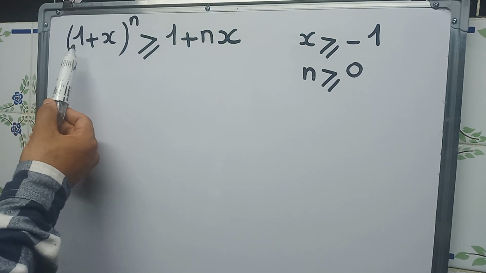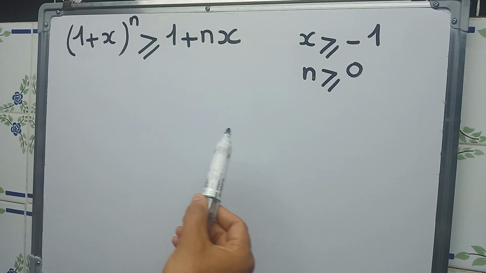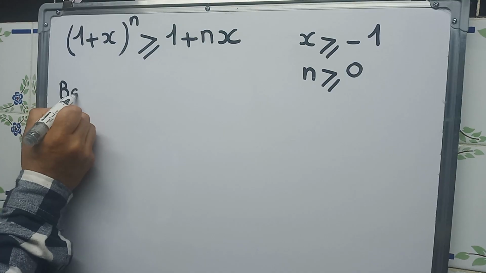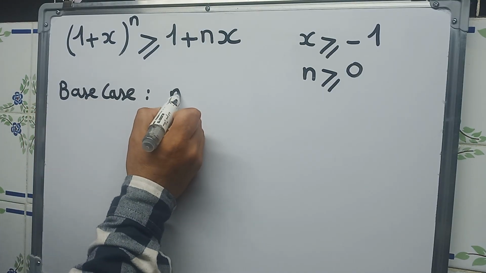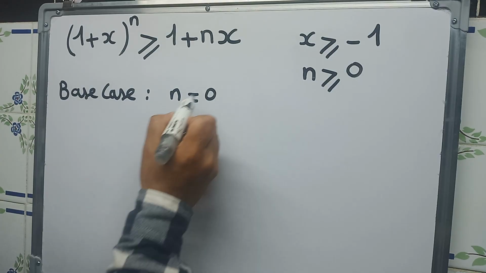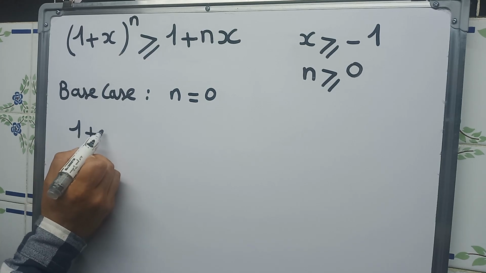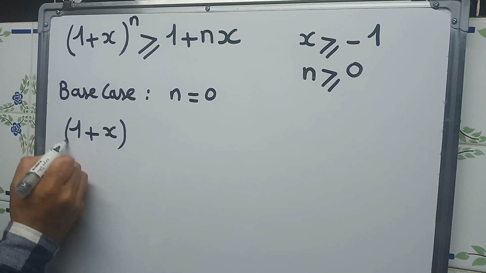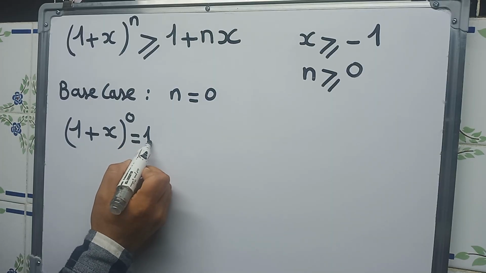Here we will prove that (1 + x)^n is greater than or equal to 1 + nx for x greater than or equal to -1 and n a non-negative integer. So let's start with the base case, meaning our n is equal to 0. So here we will have (1 + x)^0, of course, which is equal to 1.